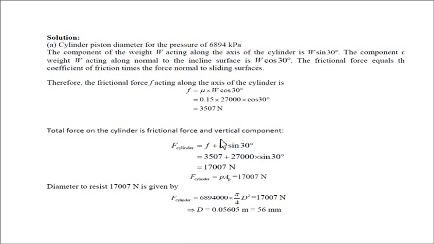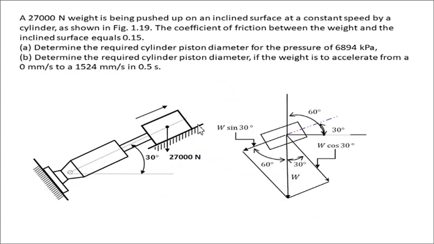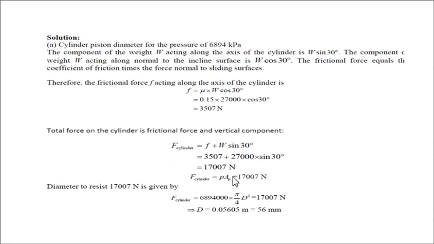So to calculate the force on the cylinder, first you need to consider how much frictional force is there, plus the force acting on the cylinder along the incline, that is W sin theta. So definitely in the first case, when we don't consider any acceleration value, we just need to sum up these two forces, that is W sin theta plus W cos theta multiplied by coefficient of friction. So that value comes around 17,007 Newton. We know the pressure, so we can find out the dimension, that is D, for the actuator.